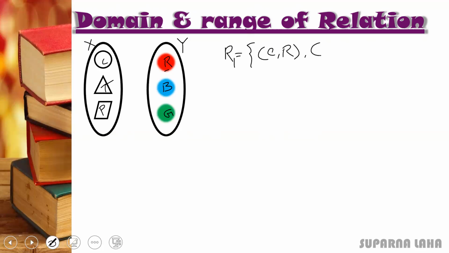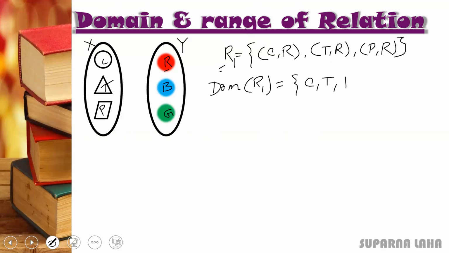Since T is related to R and P is related to R, this is the relation. R1 is the relation from X to Y. Now the domain and range. What is the domain? The domain of this R1 is given by C, T and P.